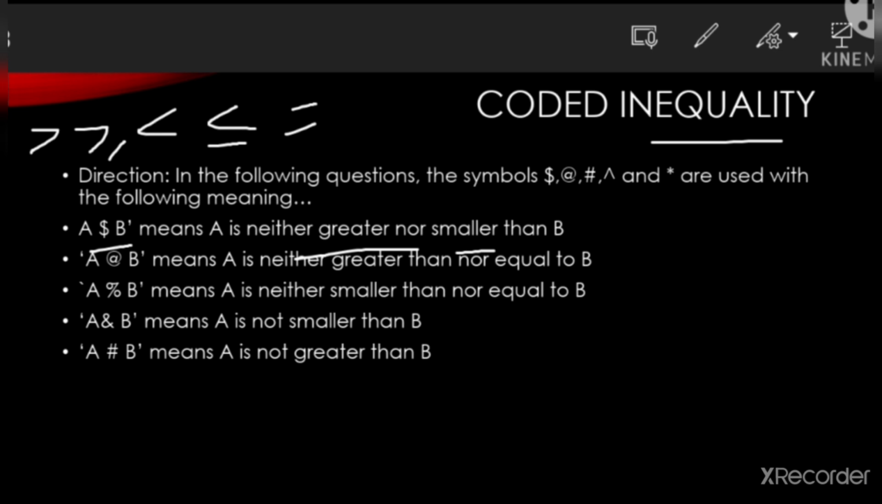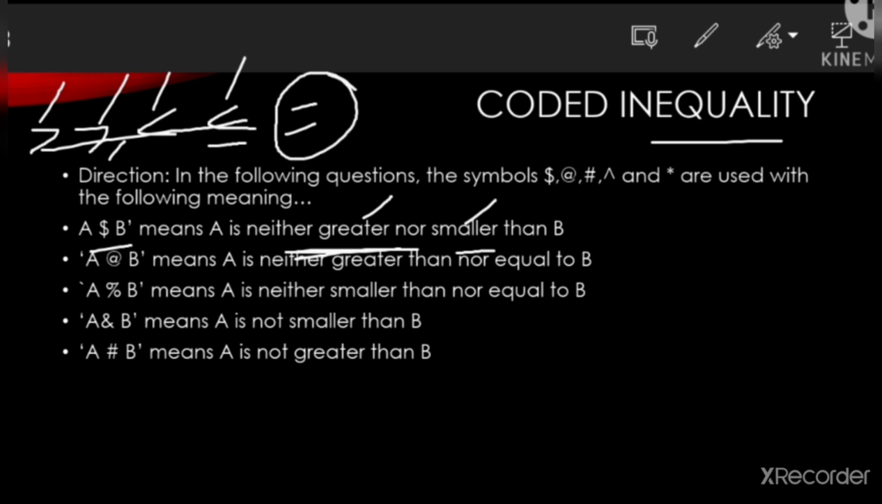Fine. So if it is neither greater nor smaller, now look here, this is greater and this is greater than or equal to, and this says neither greater, so we cannot pick the greater than or greater than or equal to sign. Then there is smaller than and smaller than or equal to, so we cannot take all these signs, so it means this is equal to. If it is neither greater nor smaller, then it is equal to. So dollar means the is equal to sign. Fine.